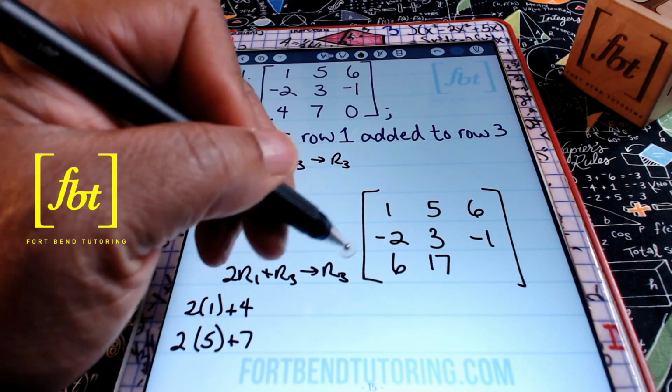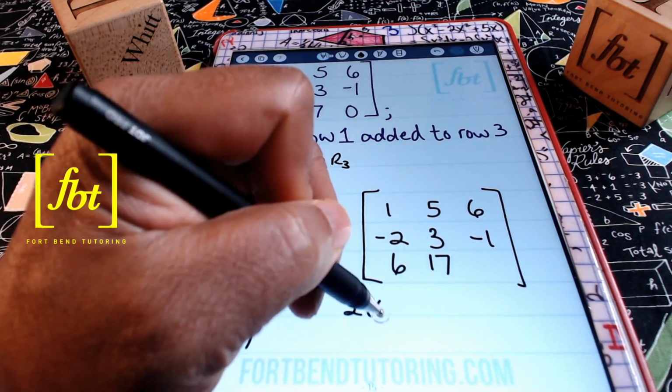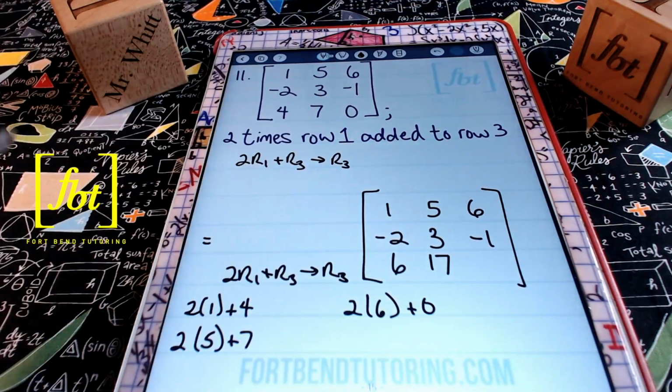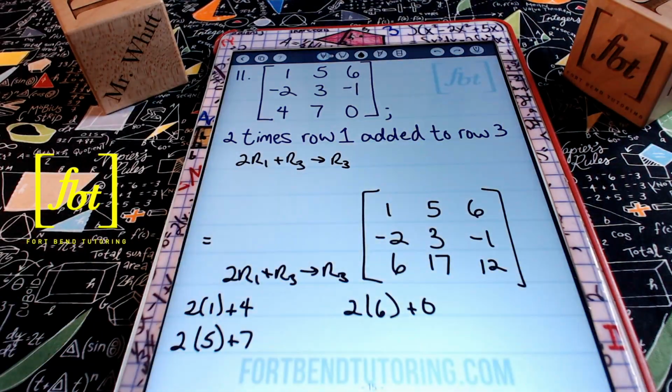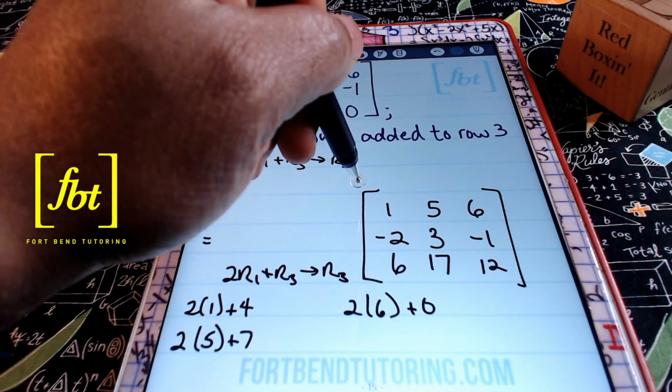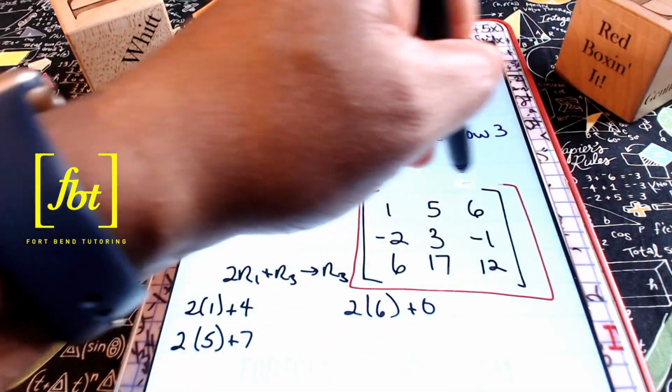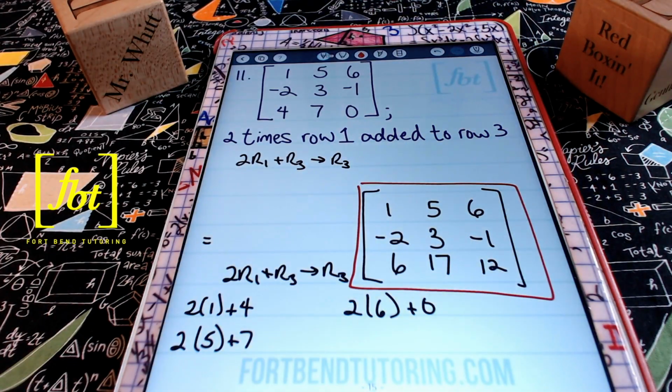Finally, we'll have 2 times 6. And we'll be adding 0 to that. So multiply 2 times 6 to get 12. And then 12 plus 0 gives you 12. Just like that. Red box it, people. There you go. Go ahead and put a nice box around your answer.